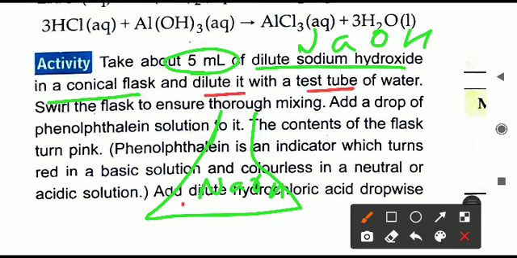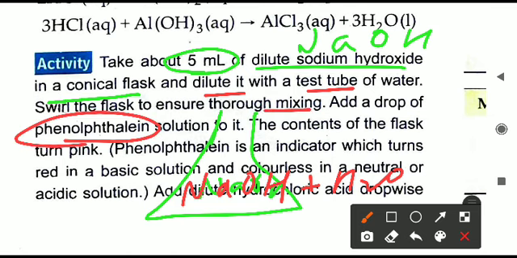So in this NaOH we have added water also. Swirl the flask for mixing. Okay, we will mix it properly. Add a drop of phenolphthalein. What is phenolphthalein? Phenolphthalein is an indicator. Phenolphthalein is an acid base indicator. It will turn red in the basic solution.